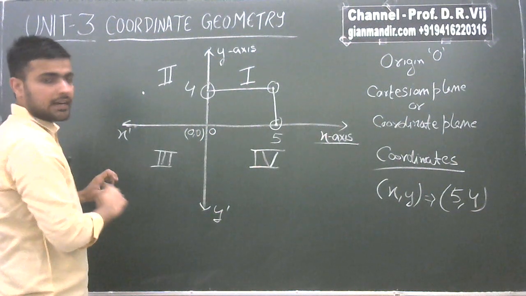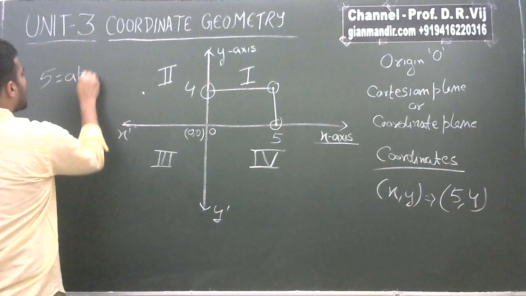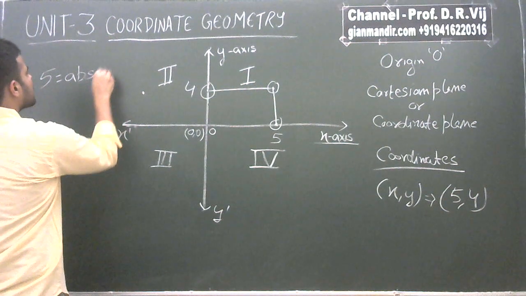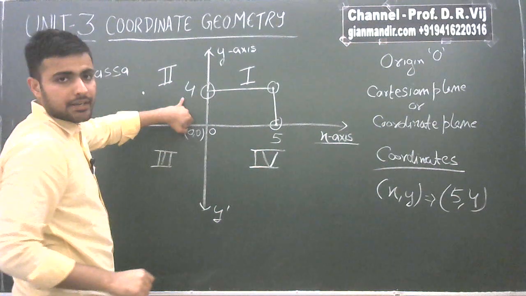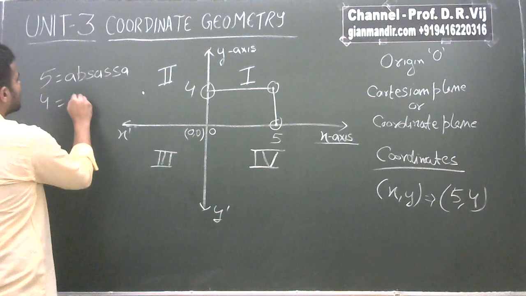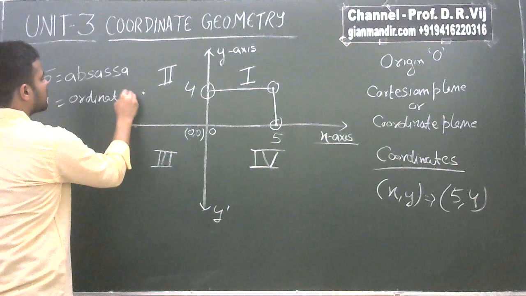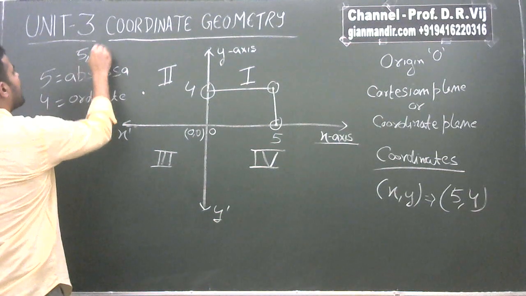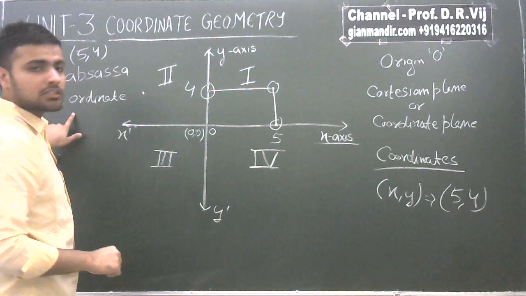And the x coordinate 5 is called abscissa, and the y coordinate 4 is called ordinate. Okay. In this (5, 4), 5 is abscissa and 4 is ordinate.